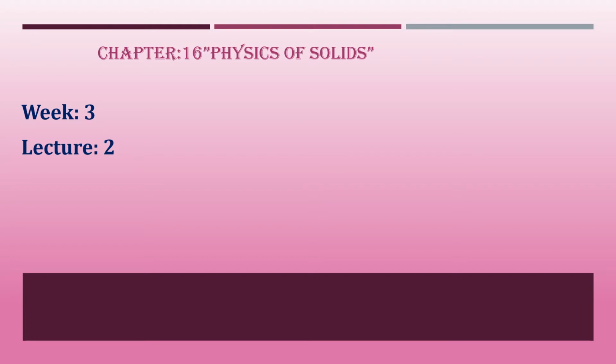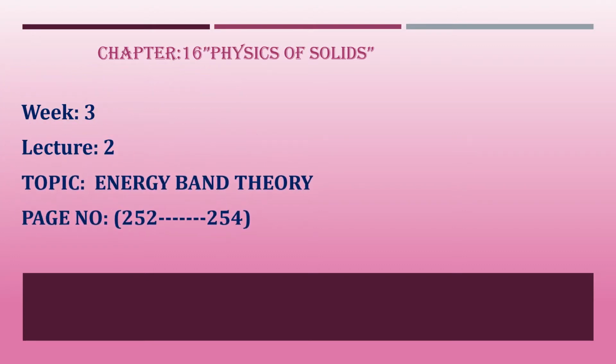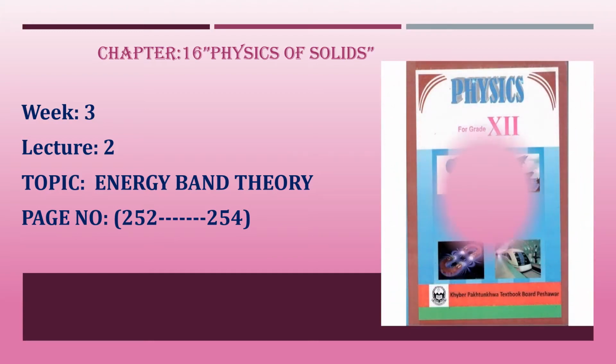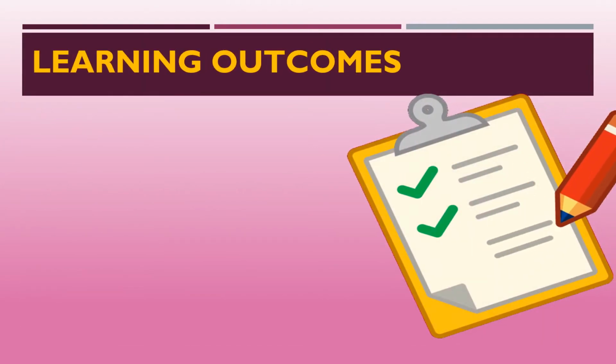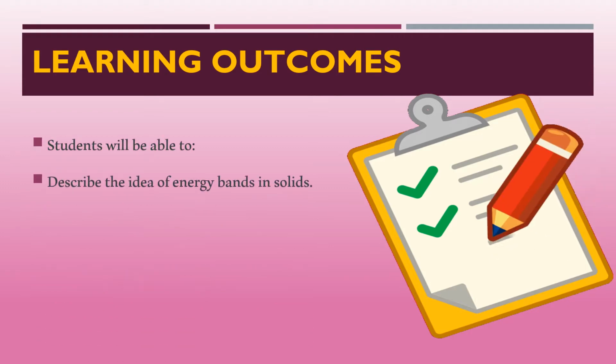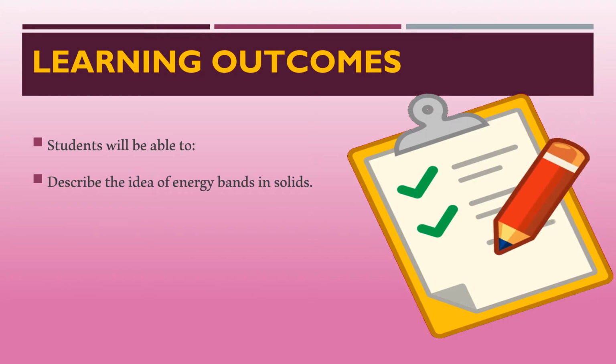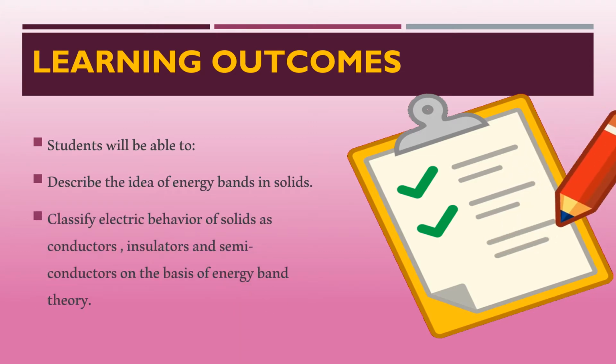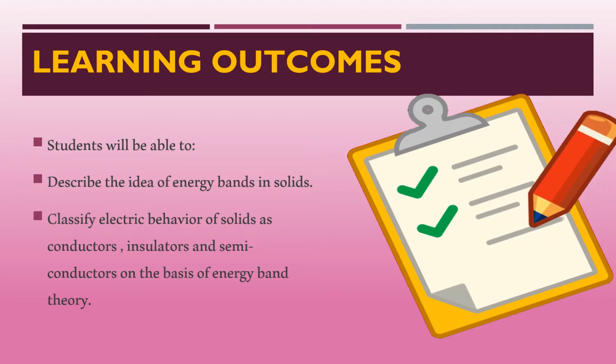This is the second version of Lecture 2 of Week 3 from Chapter 16, Physics of Solids, and the topic is Energy Band Theory, given on pages 252 to 254 of your physics textbook. After careful listening to this video, you will be able to describe the idea of energy bands in solids. You will also be able to classify the electrical behavior of solids as conductors, insulators, and semiconductors on the basis of this energy band theory.